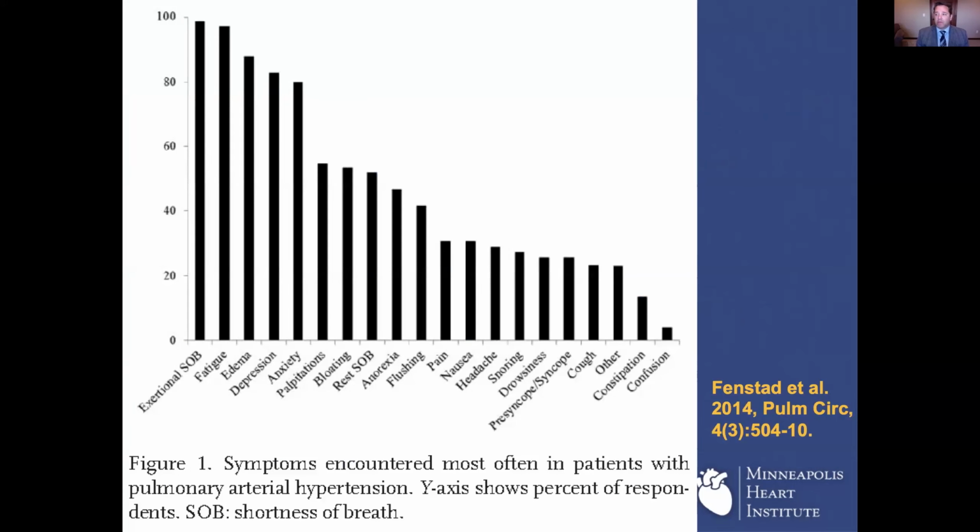There's a myriad of symptoms with pulmonary hypertension. Exertional shortness of breath is ubiquitous. Fatigue and edema are also very common, as well as mental health issues that come along with not being able to breathe, with depression and anxiety very common. Right-sided failure with pulmonary arterial hypertension often leads to bloating and early satiety, due to splanchnic congestion and sometimes liver congestion.